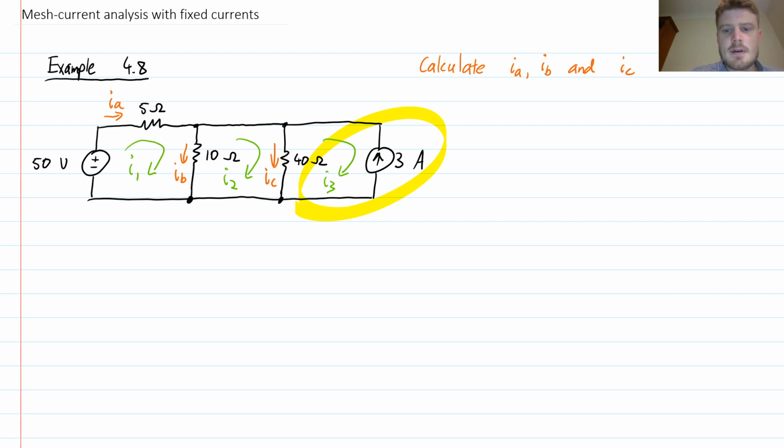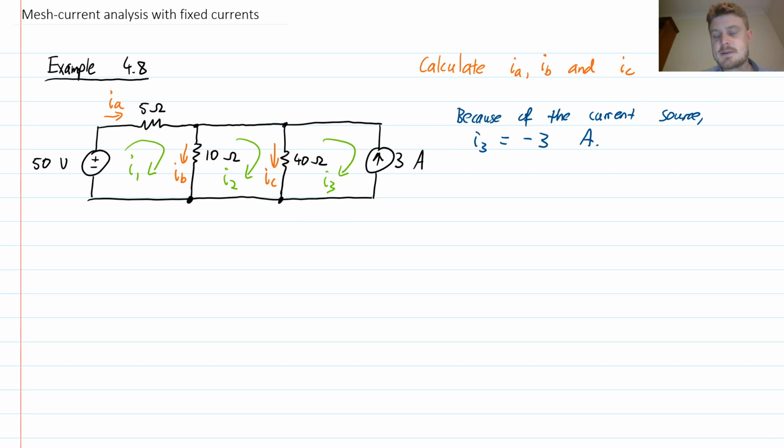Because of the current source, the value of I3 is known. You can just read it off. Because of the current source, we clearly have that I3 is just negative 3 amps, because the arrow points in the opposite direction, which makes it negative. So let's write down the other currents, the ones that we're trying to find.